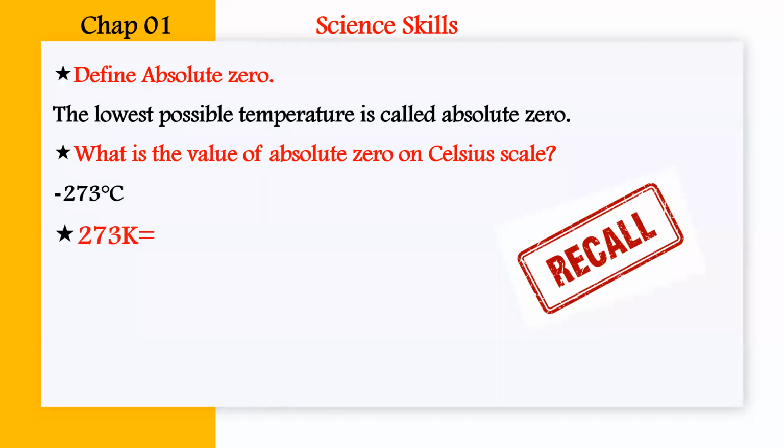I will ask this question from Sufyan Abbasi. Yes, sir. Zero. 0 degrees centigrade. Very good. And 373 Kelvin equals to, I will ask this question from Ibrahim Imran. Sir, 100 degrees centigrade. Yes, it equals 100 degrees centigrade.